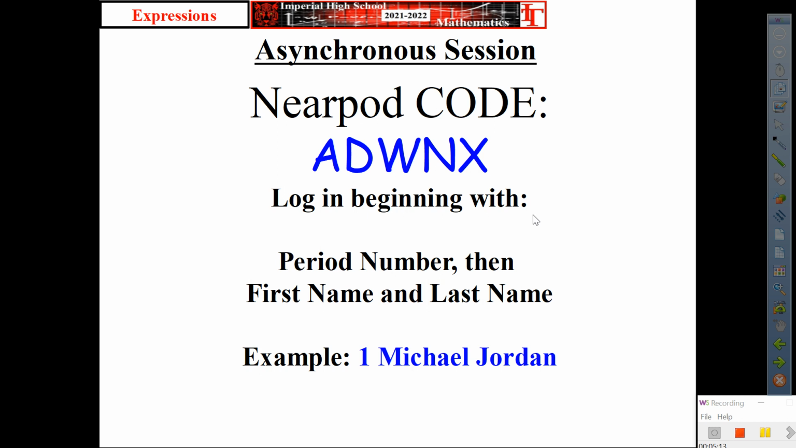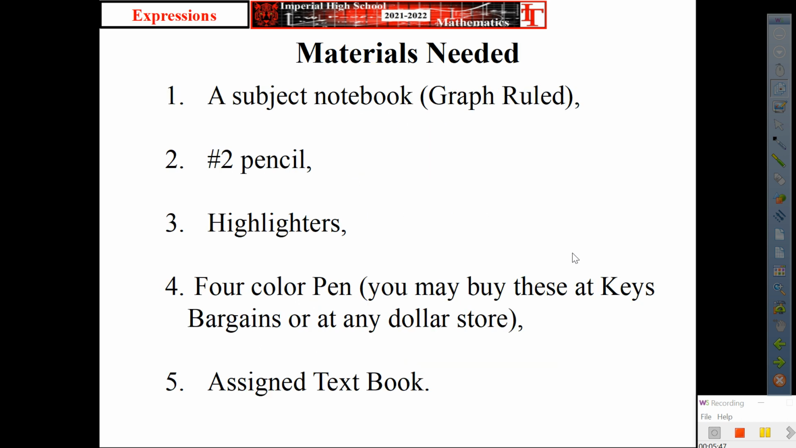All right. With that said, the next thing that I asked for, a quick reminder on materials. Make sure you get your stuff ready.